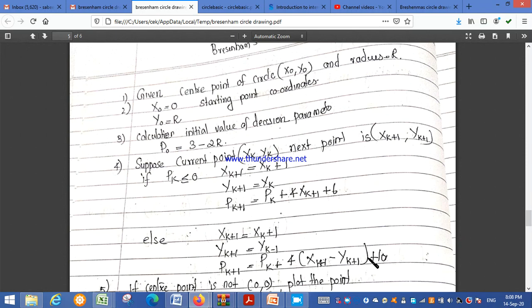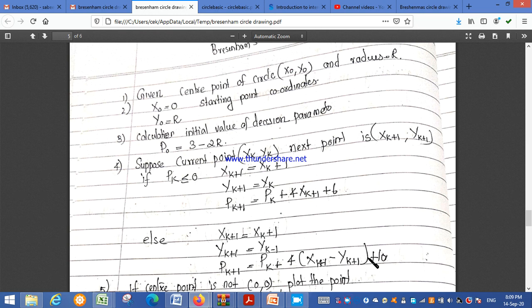In this video, I am explaining Bresenham's circle drawing algorithm. Suppose you are given the center point of a circle as x0, y0 and a radius r. Then you have to initialize x0 equal to 0 and y0 equal to r. Then you plot that point corresponding to the circle, and then you calculate the initial value of the decision parameter. The initial value of the decision parameter is calculated using the formula 3 minus 2r.